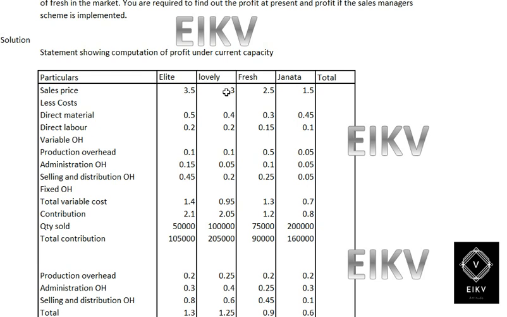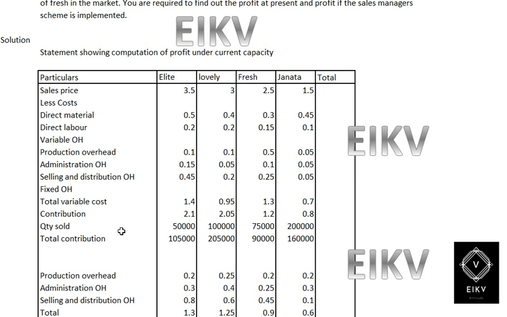As you all know, the sales price is 3.5, 3, 2.5 and 1.5. Then we have direct material, direct labor, and variable overhead. Variable overhead includes production overhead, administration overhead and selling and distribution overhead. After taking the total variable cost, we need to deduct such amount from the sales price, giving the contribution. So the contribution of each product is 2.1, 2.05, 1.2 and 0.8. Then we need to get the total contribution value.